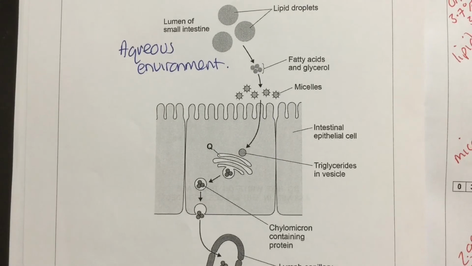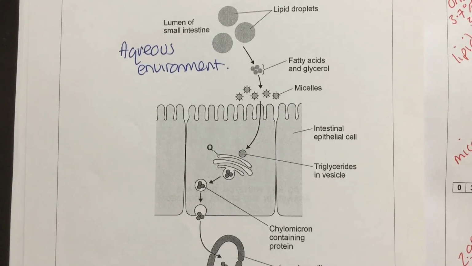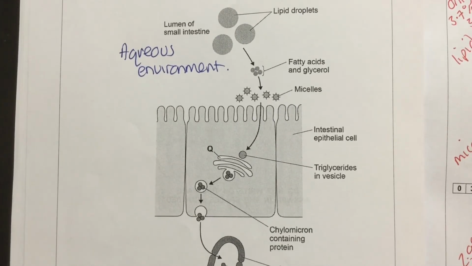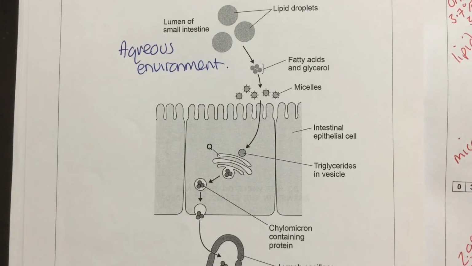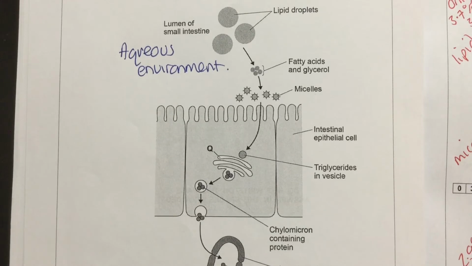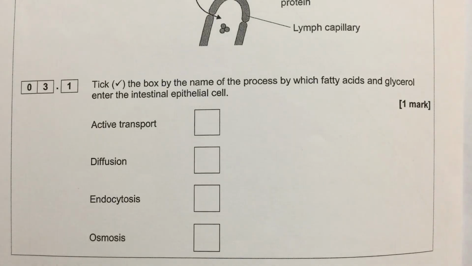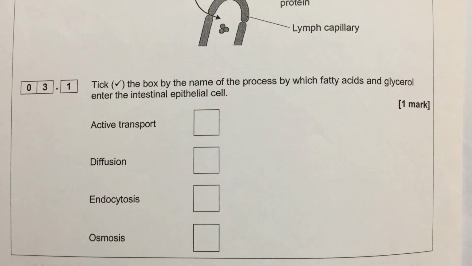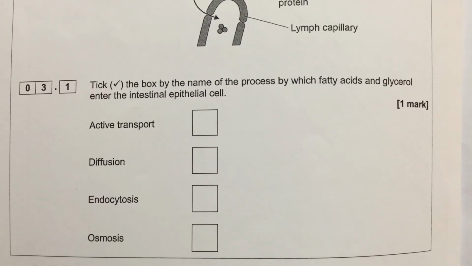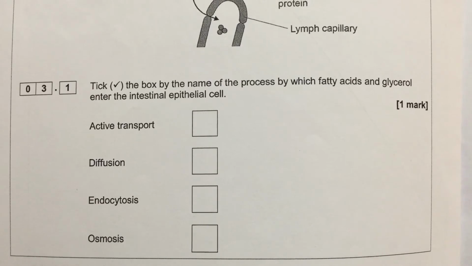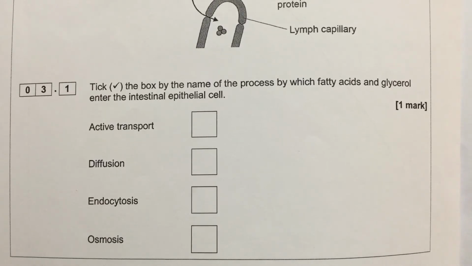In the Golgi apparatus, protein and cholesterol are added to the triglycerides and they are packaged into a vesicle for export from the cell by exocytosis. From there they enter the lymph capillary that forms part of the lacteal that supplies the villus. Looking at the question, it wants to know the process by which fatty acids and glycerol enter the intestinal epithelial cell. Clearly that's diffusion because lipid-soluble substances can just diffuse across plasma membranes.